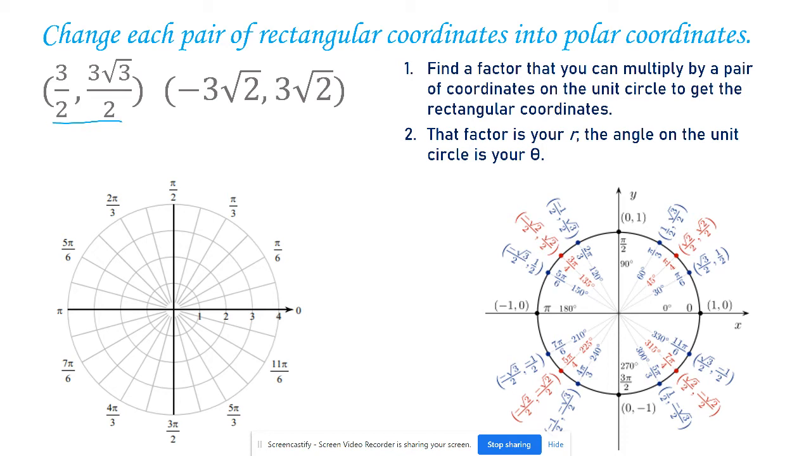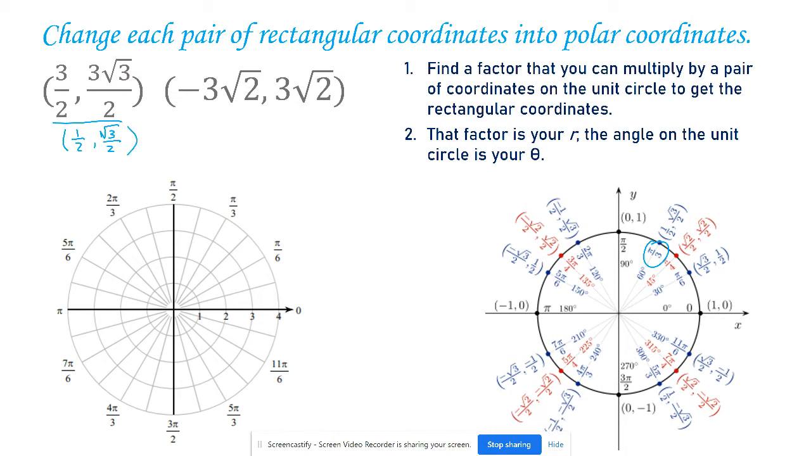So here on our first one, we have 3 over 2 and 3 square root of 3 over 2. So they're both positive, so I'm in the first quadrant. And I'm looking at the pairs of coordinates in the first quadrant, and I want to see, is there a pair of coordinates I could multiply by a single number and get that? So I see the first number does not have any square roots. The second number has a square root of 3. So I'm looking right here at pi over 3, because what I've got is 1/2 and square root of 3 over 2.